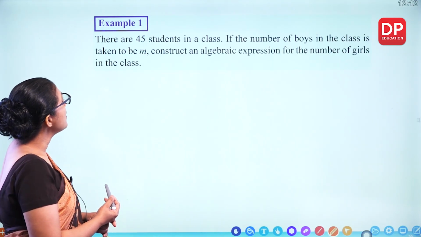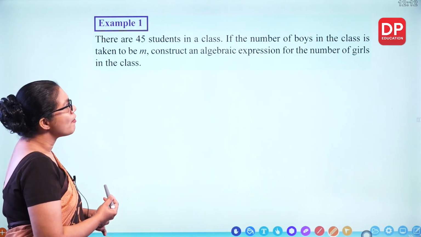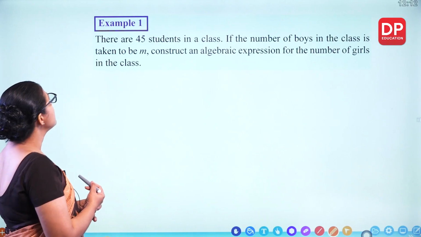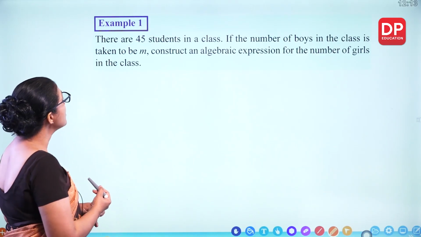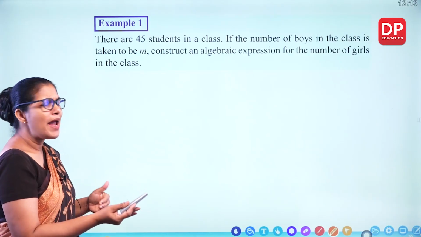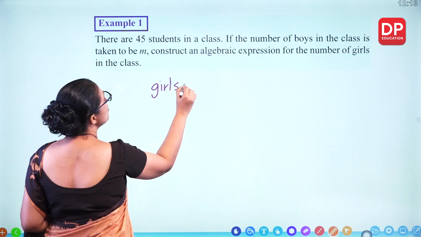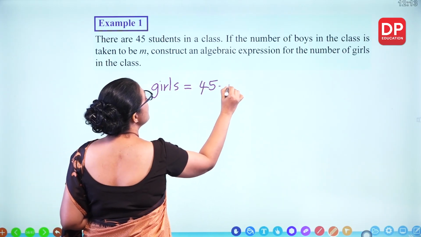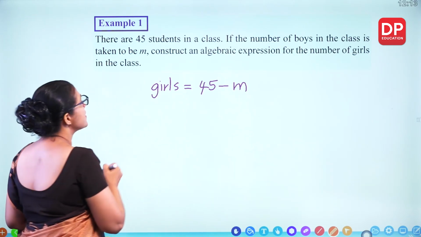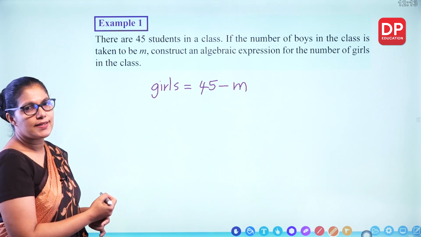Now we'll look at the example in your textbook. Example number 1. There are 45 students in a class. If the number of boys in the class is taken to be m, construct an algebraic expression for the number of girls in the class. So that means remaining number. So number of girls is equal to total 45 students. When we subtract number of boys from the total number, you get number of girls.